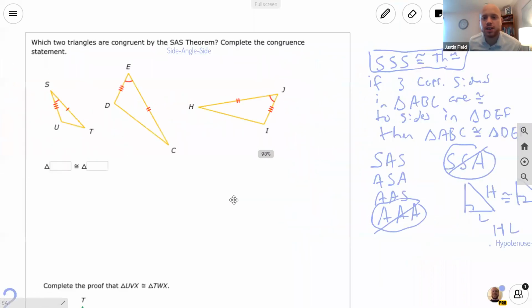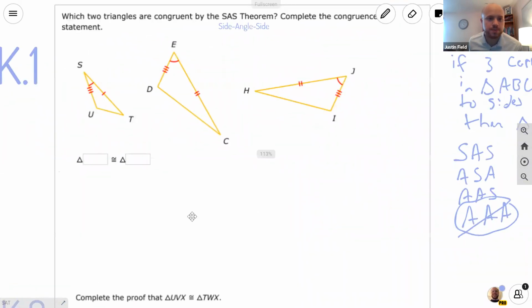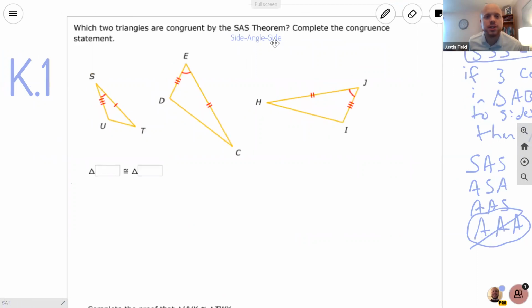Now we're going to look at how you actually use them. So let's see, side, angle, side. That means the angle is in between the 2 sides. We call the angle an included angle because it's in between.